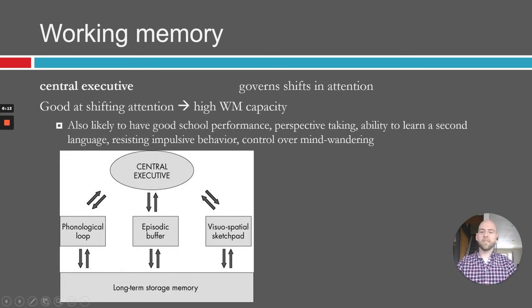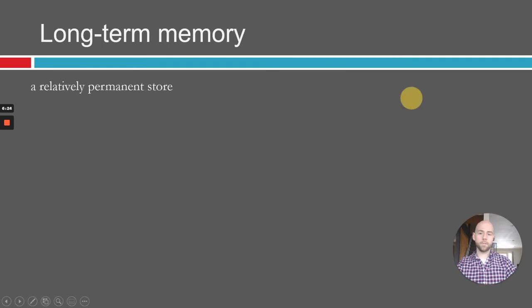So again, not everyone's working memory works exactly the same. Some people have more capacity, some people have less. It is, like many things, a spectrum where a lot of people probably tend to be in the middle.